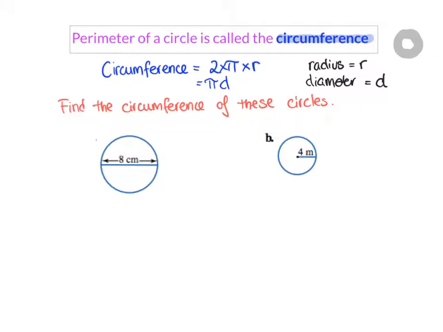So we need to know a few little things about a circle. If you measure the distance across the middle, so from side to side through the middle, that is known as the diameter. If you measure from the center just to the edge of the circle, that is known as the radius.